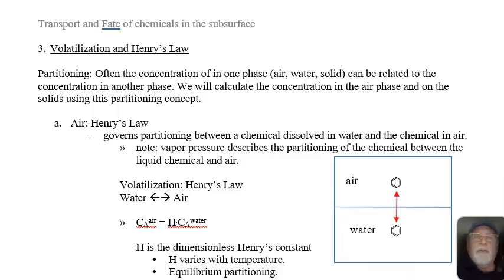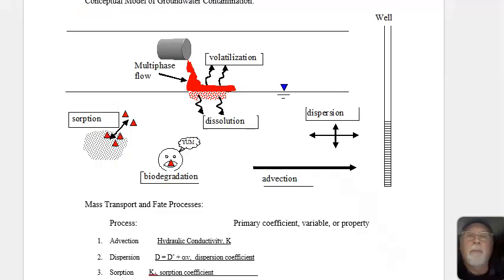Volatilization, we're going to use Henry's law. So often the concentration of one phase, air, water, solid, can be related to the concentration in another phase. So we're going to use that for the air phase and for the solids, the next one. For air, it's Henry's law that governs the partitioning between the chemical dissolved in the water and the chemical in the air. There is also the partitioning of the chemical between the liquid chemical and air.